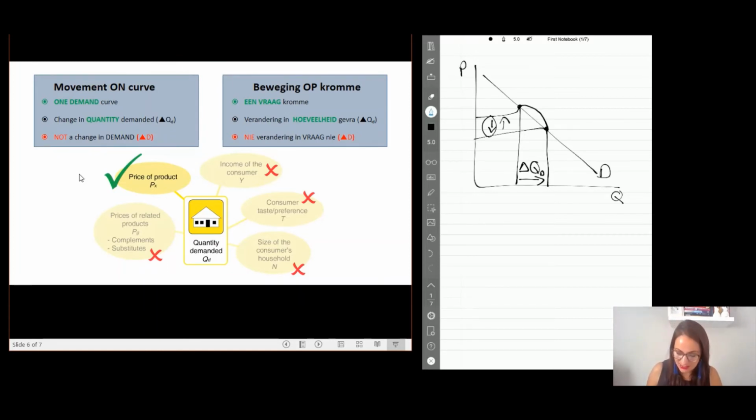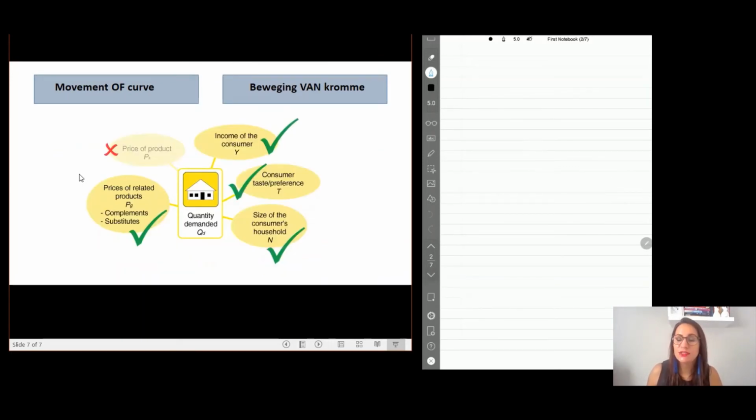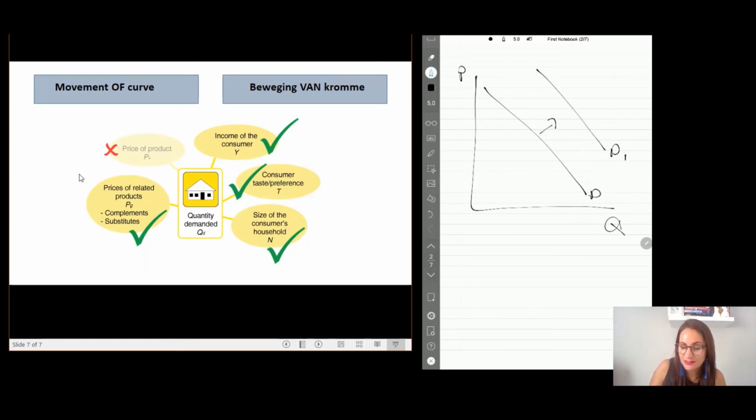That brings us to the second thing that can happen to the curve. There is a movement of the curve. So again, you have price, you have quantity, and you have the demand curve. And then things can happen to this curve. It can either move to the right or it can move to the left. If it moves to the right, it means there is an increase in demand. If it moves to the left, it means there is a decrease in demand.